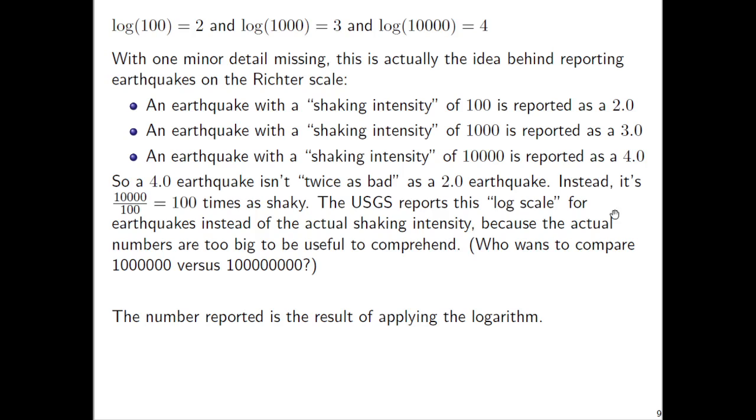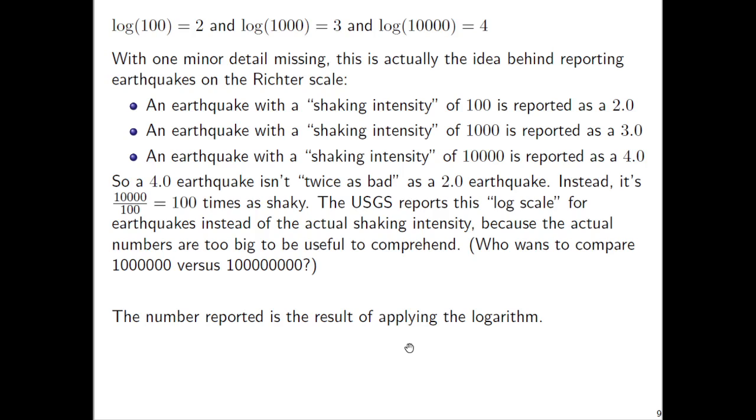Who wants to compare one number with, I didn't even count how many zeros, versus this one with that many zeros? When the numbers get that big to report on the news, it's just not useful for people to comprehend what's going on. So instead of reporting the actual shaking intensity, that number is fed through as the input to a log base 10, and just the output of the log base 10 is reported as what we say the Richter scale is for an earthquake.